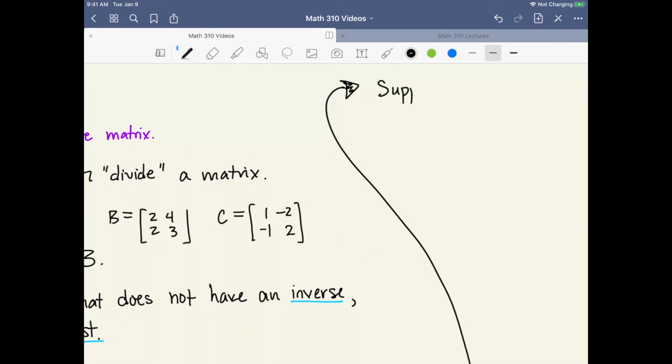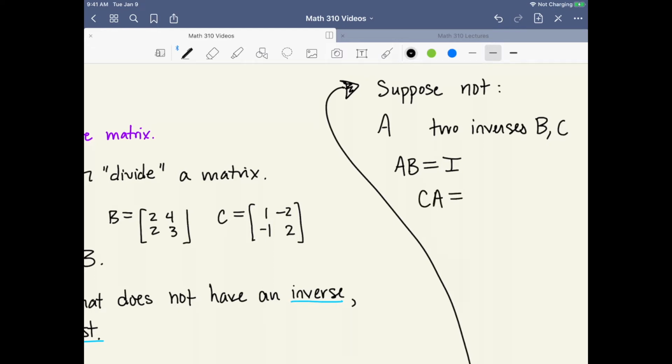Suppose for a moment that matrix inverses are not unique. If it were not the case that matrix inverses were unique, then we could say, well, let's take a look at a matrix A. Maybe it has two inverses, B and C. Then what would be true about B and C? Well, it would be true that both A times B would be equal to the identity. And it would also be true that C times A would be equal to the identity, if they're both matrix inverses for A.